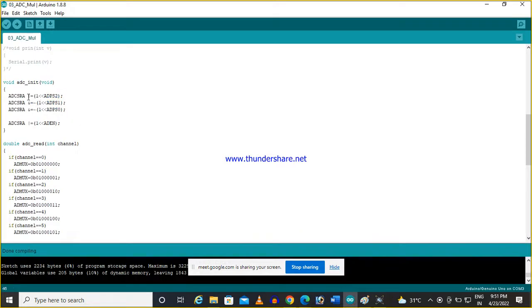What I have done, you already know, is bitwise or the logical operator. So this is the bitwise OR operator. This means OR with one, so that bit is always one. Other bit zero or one, it does not matter. If you OR any other bit with one, it will give one only. This is AND NOT one. This symbol is bitwise NOT. That means it is zero. So I have selected ADPS2 as 1, ADPS1 as 0, and ADPS0 as 0.